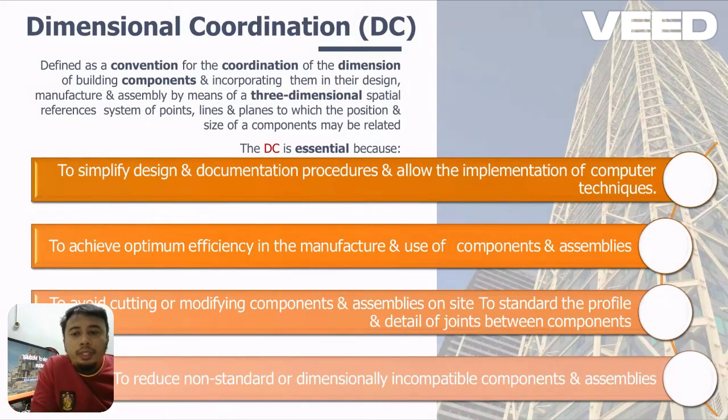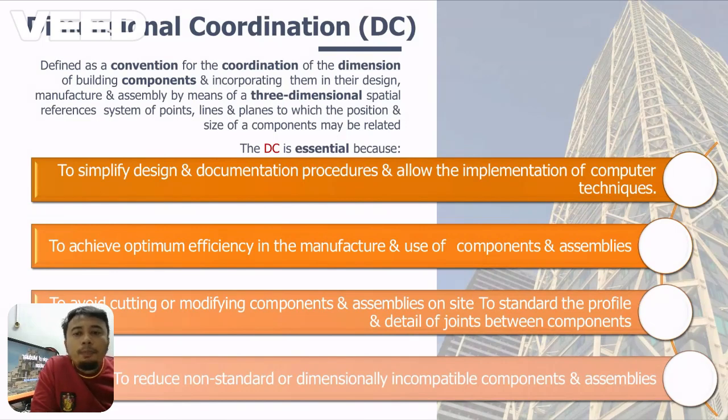Hi, so for the next part of the video, we're going to go a bit deeper into the technical side, which is dimensional coordination or DC. So DC is a 3D reference system made up of points, lines, and planes. It is used to design, manufacture, and assemble components with precision.